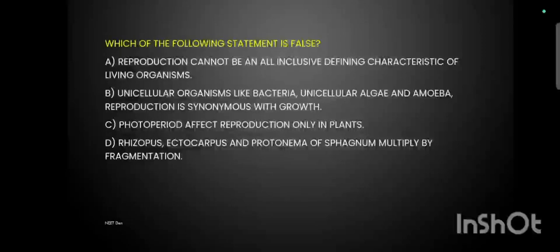Question: which of the following statements is false? A. Reproduction cannot be an all-inclusive defining characteristic of living organisms. B. Unicellular organisms like bacteria, unicellular algae and amoeba, reproduction is synonymous with growth. C. Photoperiod affects reproduction only in plants. And D. Rhizopus, Ectocarpus and Protonema of Sphagnum multiply by fragmentation. The answer is C. That is, photoperiod affects reproduction not only in plants but also animals. So it is a false statement.